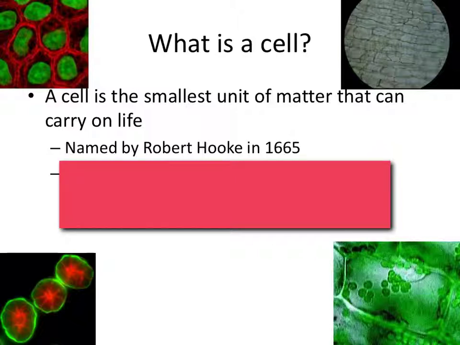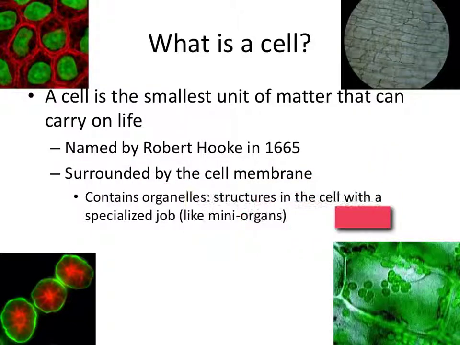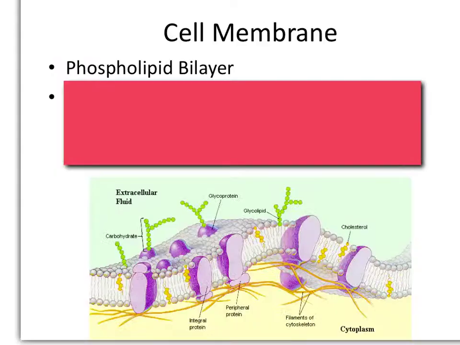And every cell is then surrounded by a cell membrane, and that cell membrane contains structures within the cell that have specialized jobs. These things are called organelles, right? And these are basically like mini organs. So like your liver and kidneys are different organs within your body that help you do things. Cells have organelles within them that help them accomplish different tasks.